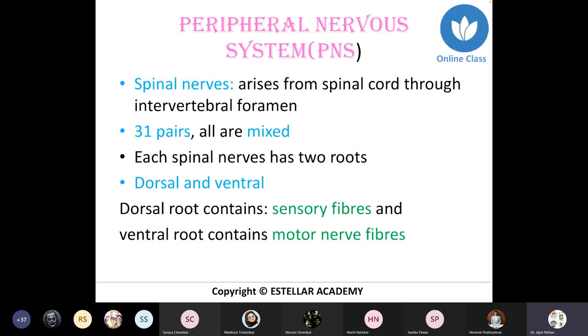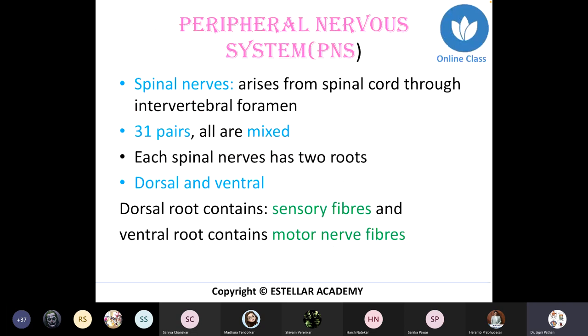Now, when we discuss the spinal nerves, first we'll discuss the spinal nerve. Under the peripheral nervous system, we'll be discussing spinal nerves and the cranial nerves. Spinal nerves are from the spinal cord, cranial nerves from the brain. So let us discuss the spinal nerves. They arise from the spinal cord through the intervertebral foramen.